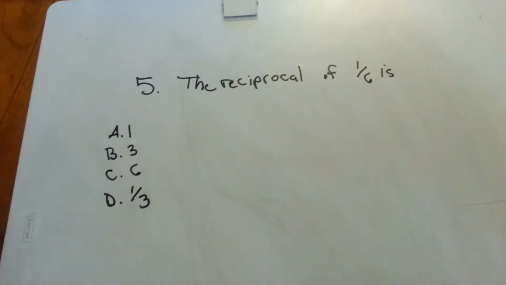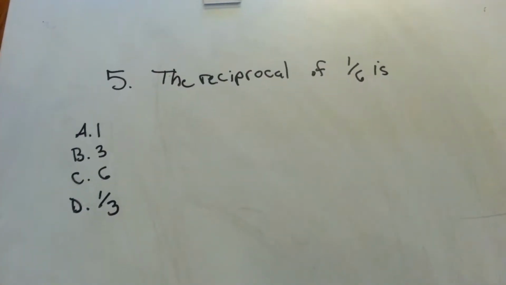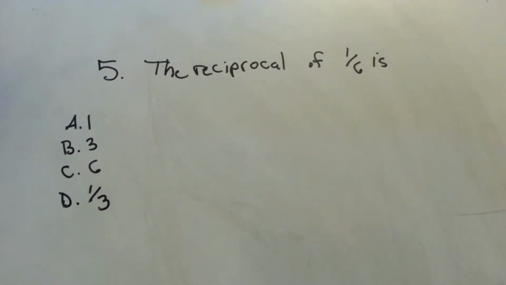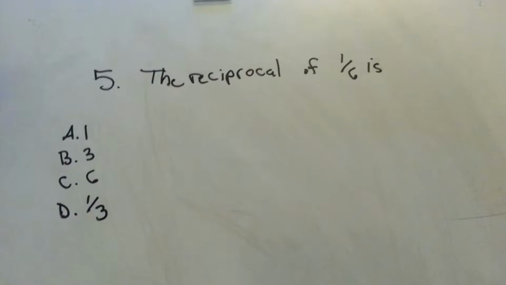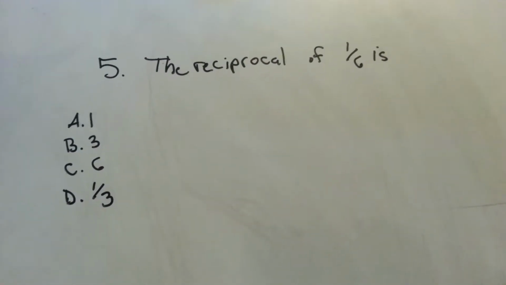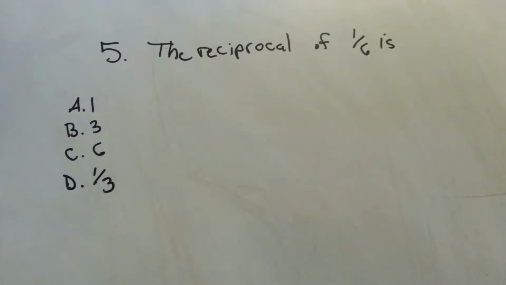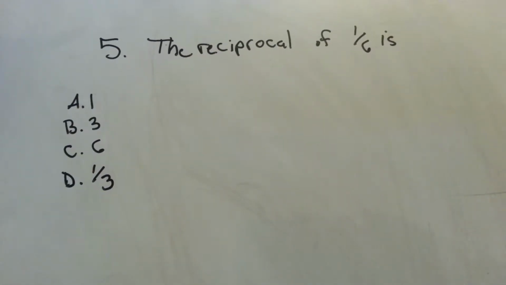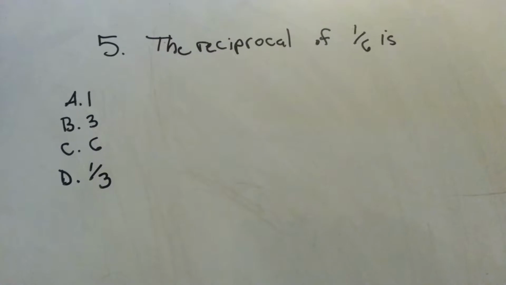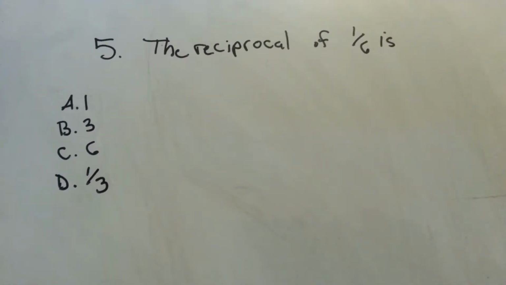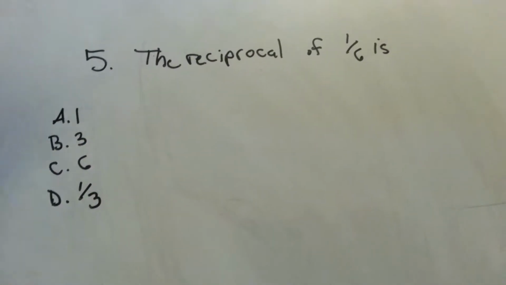Alright, next question we got here is the reciprocal of 1/6 is what? So basically, the technical definition of what a reciprocal is: what number can you multiply this by so that it'll equal 1, which is just a complicated way of saying what is the opposite of this number.